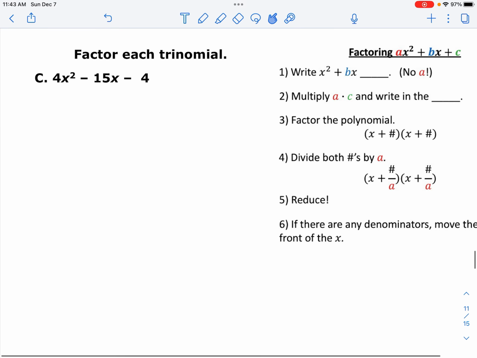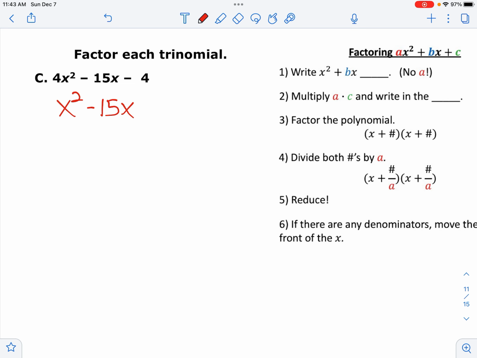Okay, one more, because these are a little weird. Just want to make sure that we're real comfortable with this. So x squared minus 15x, and then 4 times negative 4, I'm going to put that in the blank. That would be negative 16. It's a negative this time. Okay, factor this. Two numbers that multiply to be negative 16 but add up to be negative 15 would be negative 16 and positive 1.